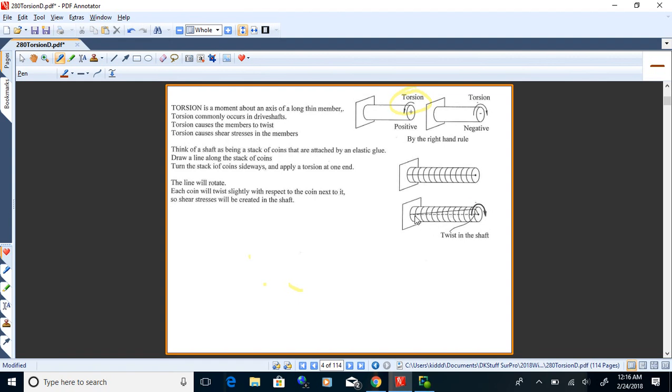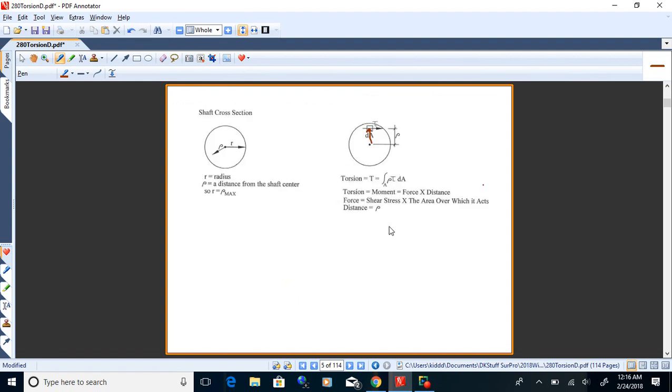What's happening is one coin is twisting with respect to the previous one, so you get shears that build up between the coins. That's what would happen there. Okay. So torsion is very much related to shear in the shaft. Now, the nature of that relationship is what we're looking at right here. First, let's define a couple of things.